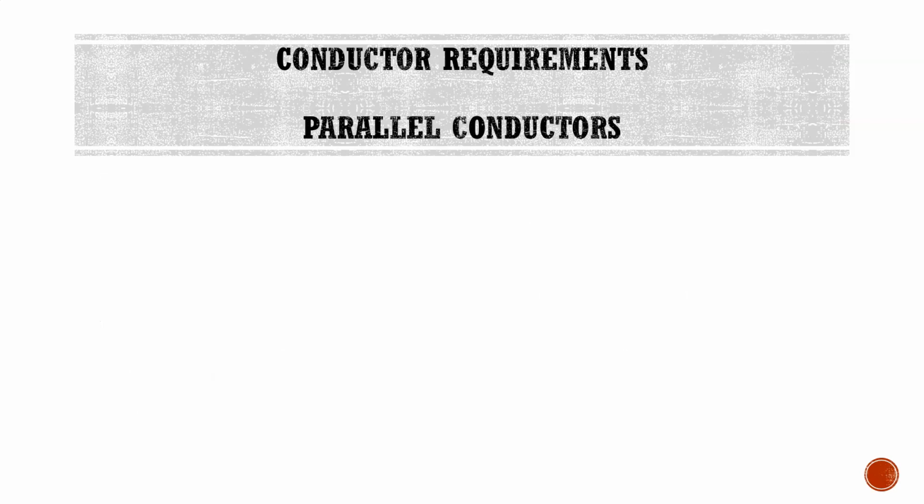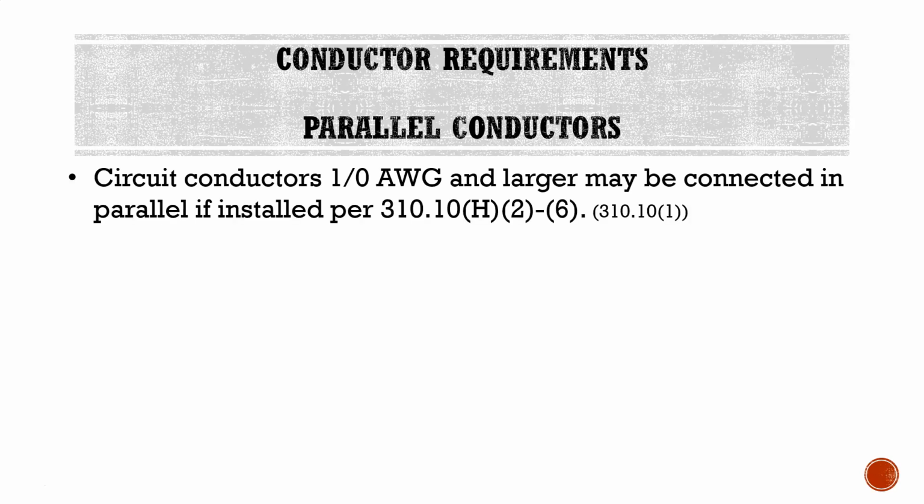So looking at some specific conductor requirements, for parallel conductors, circuit conductors 1 gauge and larger may be connected in parallel if installed per 310.10 H2 through 6. So I already told you what we'll be referring to when we're talking about installing conductors in parallel. The important note here is we can only install circuit conductors 1 gauge and larger in parallel. In other words, if it's smaller than 1 gauge, we have to use a single set of circuit conductors. We can't make a parallel installation.